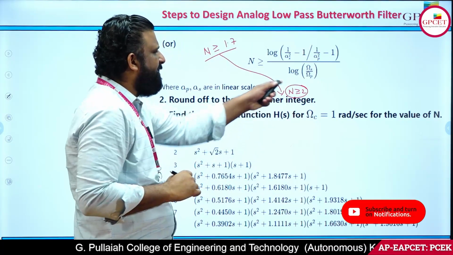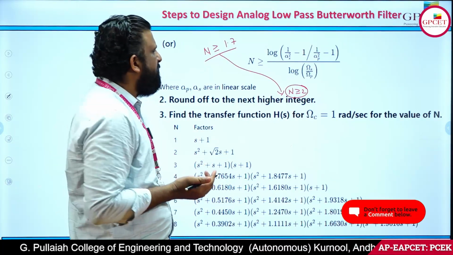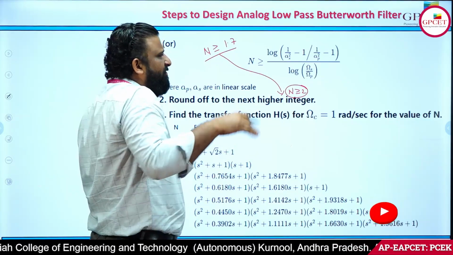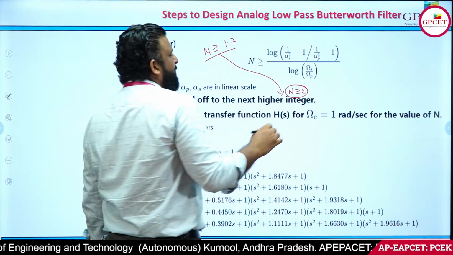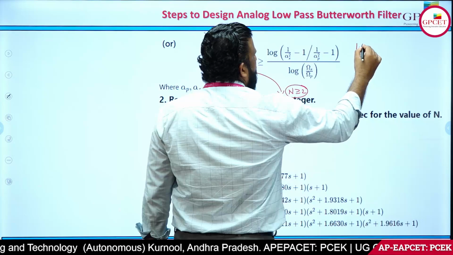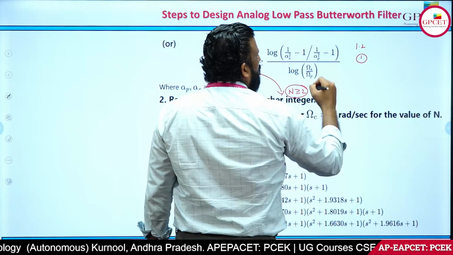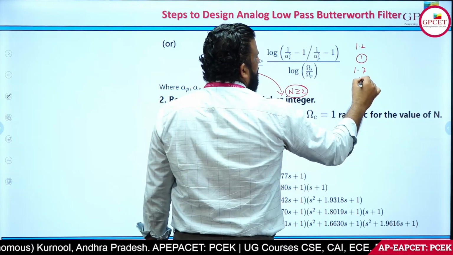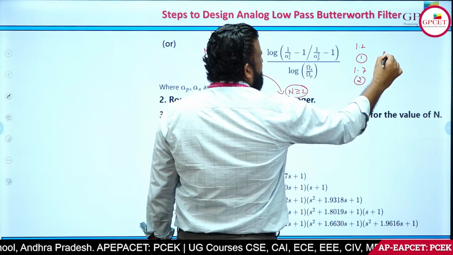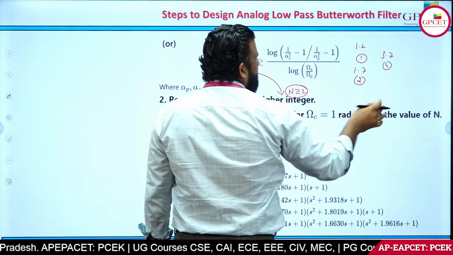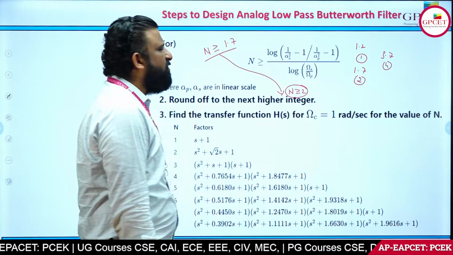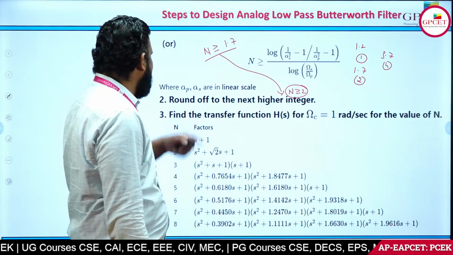Okay, n is greater than or equal to 2. That means whatever value we get, we need to round up that value to the nearest higher integer. If it is 1.2, then we round to 2. If it is 1.7, we round to 2. If it is 3.7, we round to 4. Like this, we round to the next higher integer. So that is the second step.